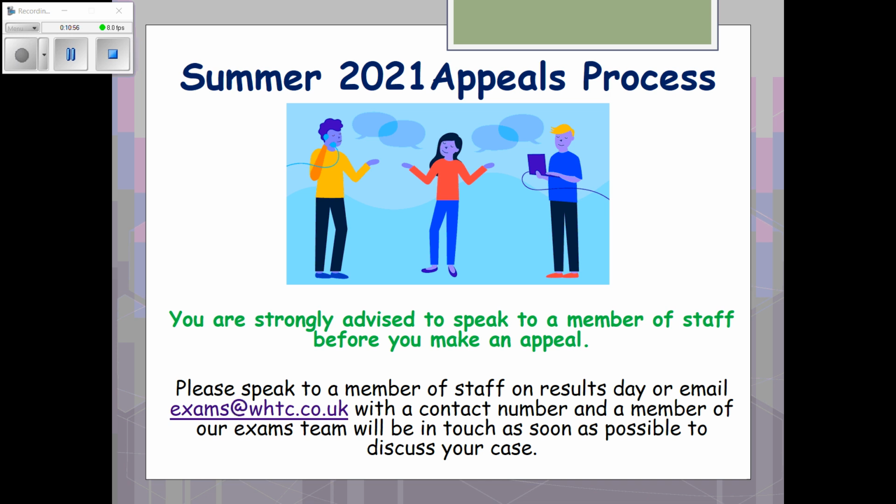We really strongly advise you speak to a member of staff before you make an appeal. So following results day, if you are not sure about your next steps, speak to someone. There will be lots of people around on results day to speak to, or you can email exams@whtc.co.uk and please provide a contact number and a member of our exams team will call you to discuss your case.